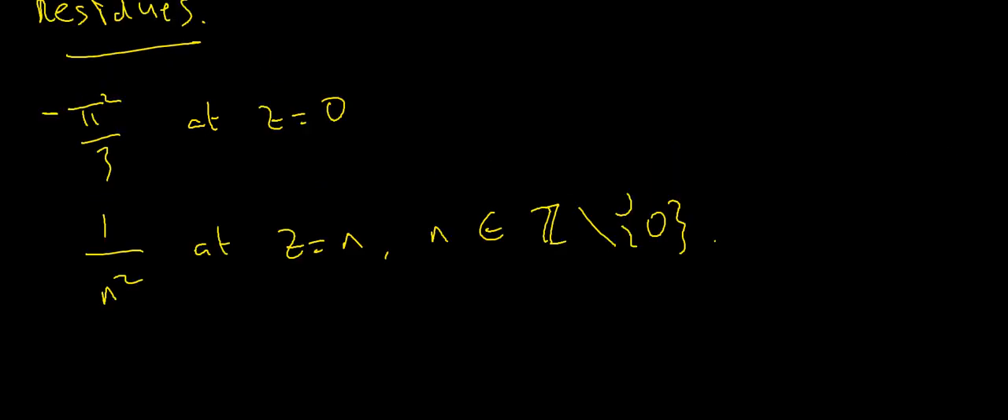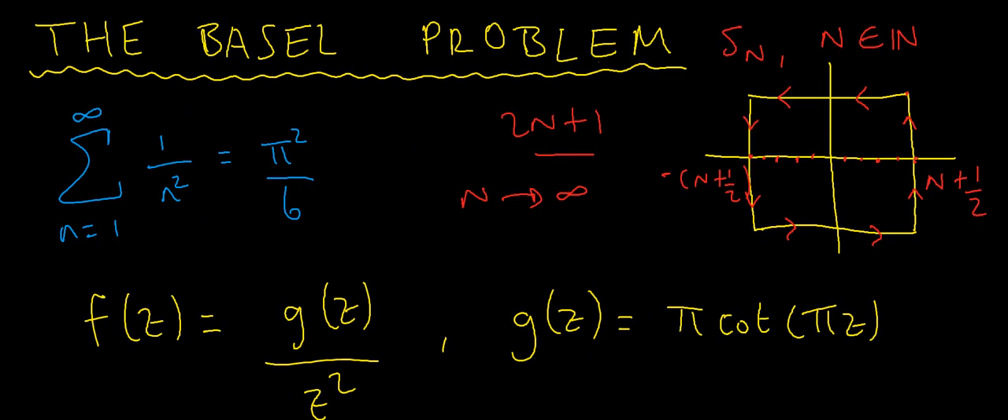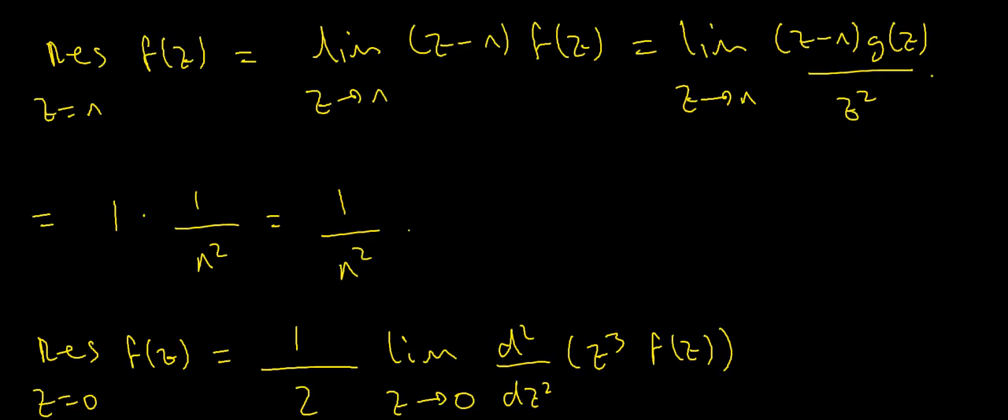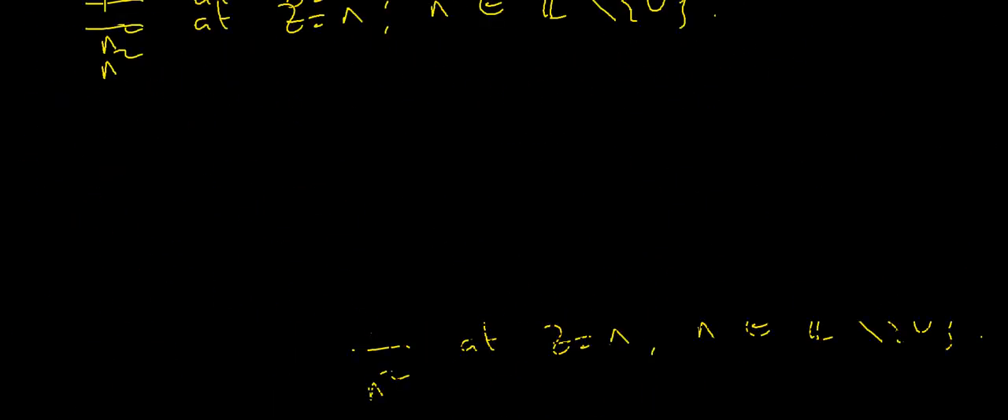Okay, so how does that help me? Well, if I go all the way back to the beginning of this video, and I look at my contour, which was over a square, then I can basically say that the integral of f over this contour is going to be 2 pi i times the sum of the residues that I just found. So in other words, let's go all the way down.